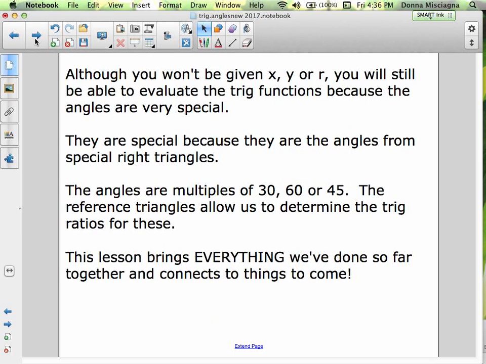All right, so one last thing. Although you won't be given x, y, or r, you'll still be able to evaluate the trig functions because these angles are very special. They're special because they are the angles from special right triangles. The angles are multiples of 30, 60, or 45. The reference triangles allow us to determine the trig ratios for these. So this lesson brings everything we've done so far together and connects to things to come.